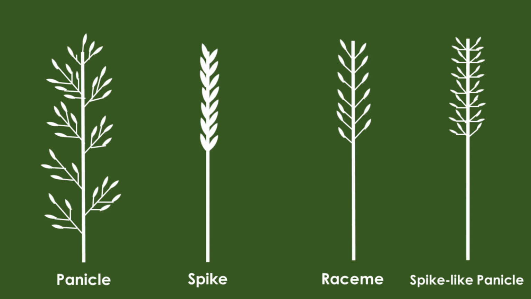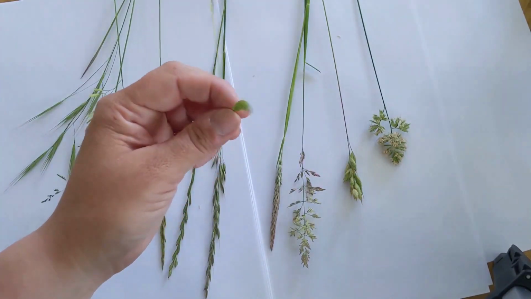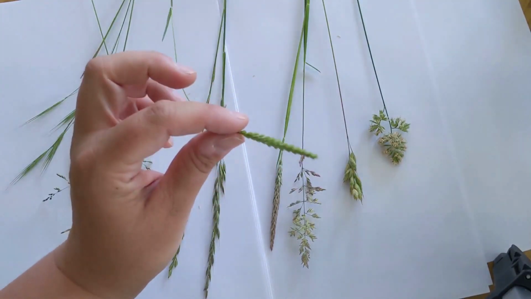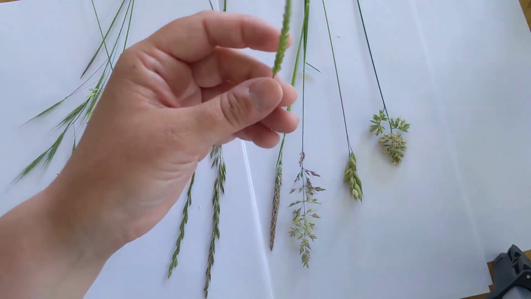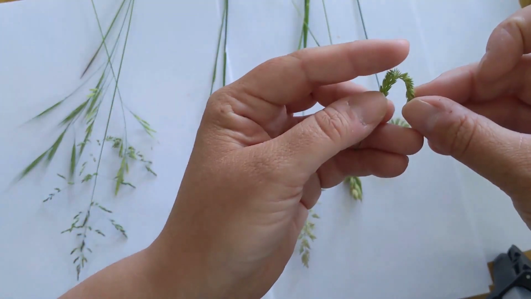Then we have the raceme and spike-like panicles. These are very similar and are often used interchangeably. However, technically, the spike-like panicle will have more than one spikelet and pedicel from the main stem, just like in a panicle, but be very short and close to the main stem, giving the spike-like appearance.